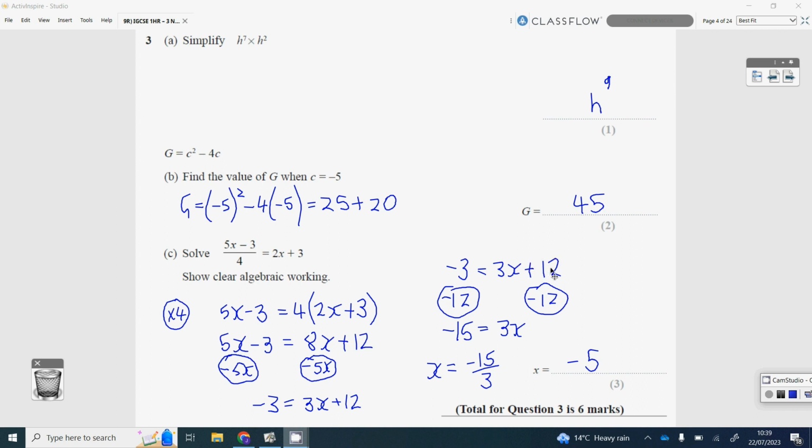How do we undo a plus 12? We're going to subtract 12 from both sides. So -15 equals 3x. Now 3x means x times 3. How do we undo timesing by 3? We divide by 3. So x is minus 15 being divided by 3, which is minus 5.